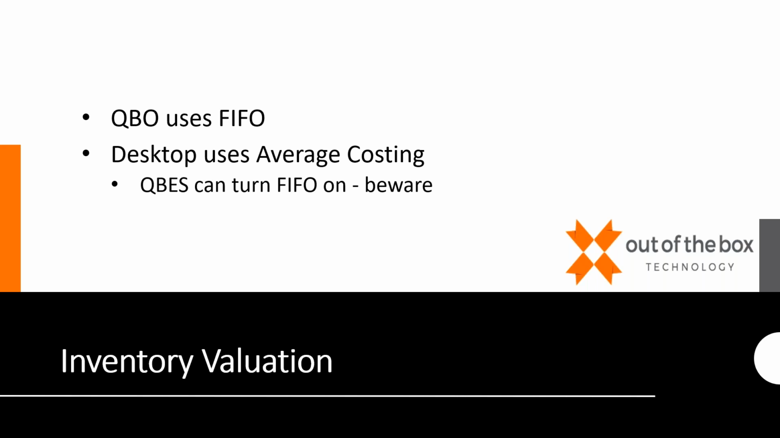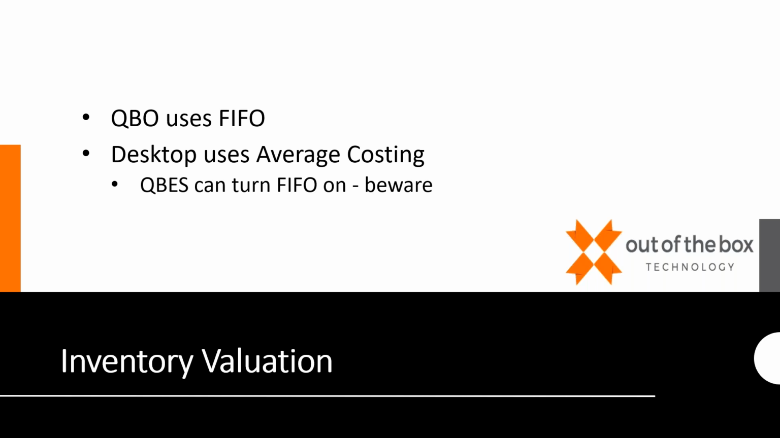QBO uses FIFO, so you also have to know your inventory costing method. If you're going to use one of the QBO versions, you need to know that it will do first in, first out. That means whatever I bought first is going to be the cost of what I sell.